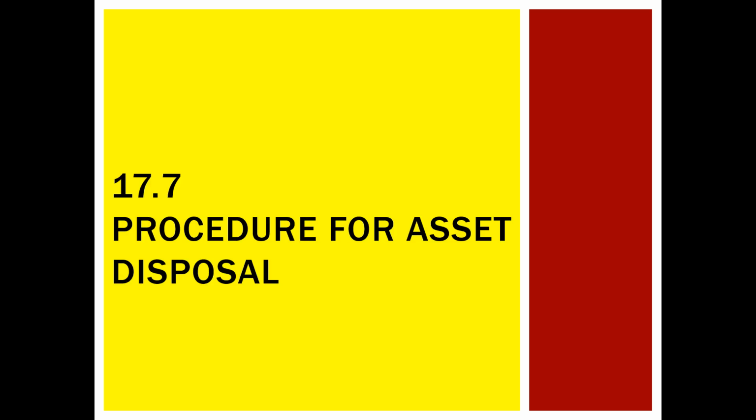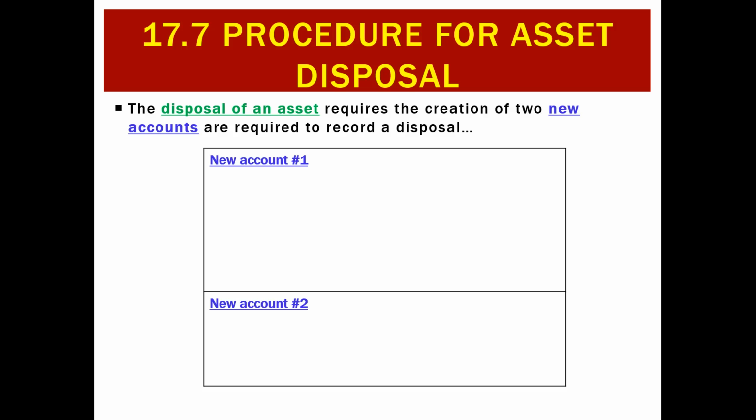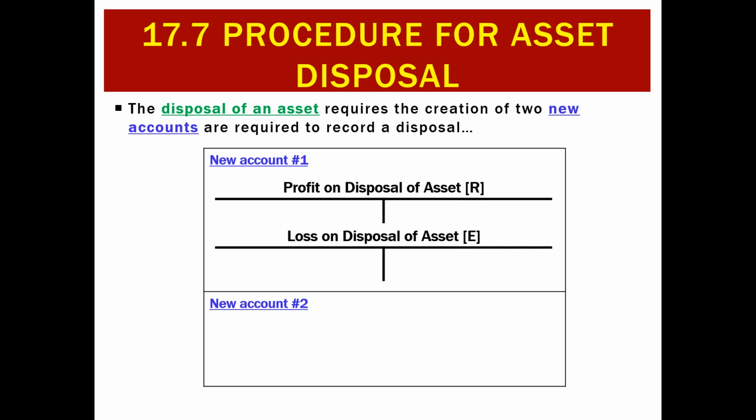When we dispose of a non-current asset, we're going to need to follow a set procedure, and that's going to require the creation of two new accounts. Now, new account number one will actually be one of two types. It's either going to be what's called a profit on disposal of asset account, which is a revenue. So you can see here, it's either going to be a revenue if we've made a profit on disposing of the non-current asset, or it's going to be a loss on disposal of asset account, which is an expense, and we'll use that one if we make a loss when we sell a non-current asset.